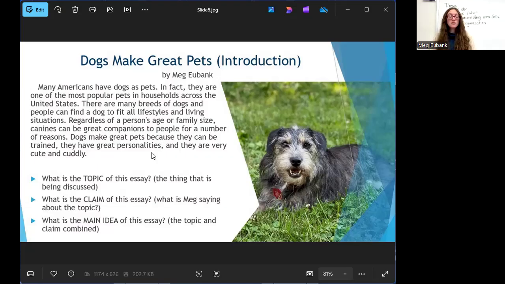Dogs make great pets because. Okay, so I'm still talking about dogs. That's the topic, and that matches up with everything that I've read so far. And the claim or the controlling idea, the main argument or the main idea of this sentence, or of this whole paper really, is that dogs are great pets for these reasons. This is a very common structure and common pattern that you will see in American academic writing. Dogs make great pets because, and then 3 things are listed.